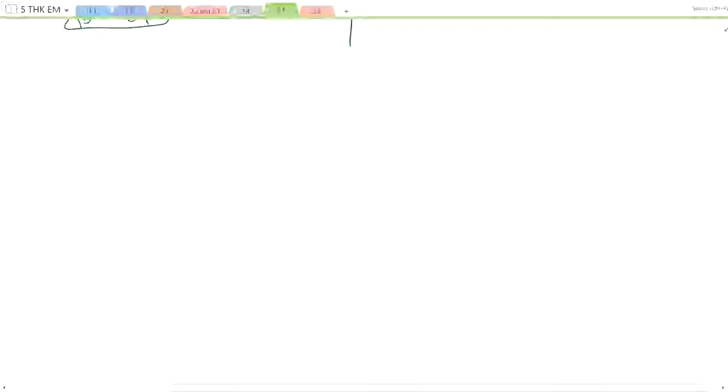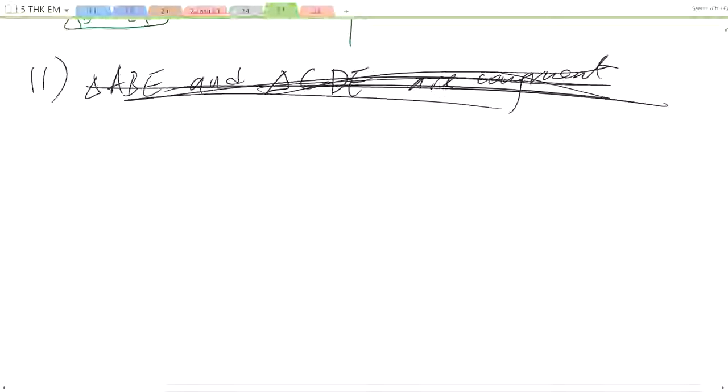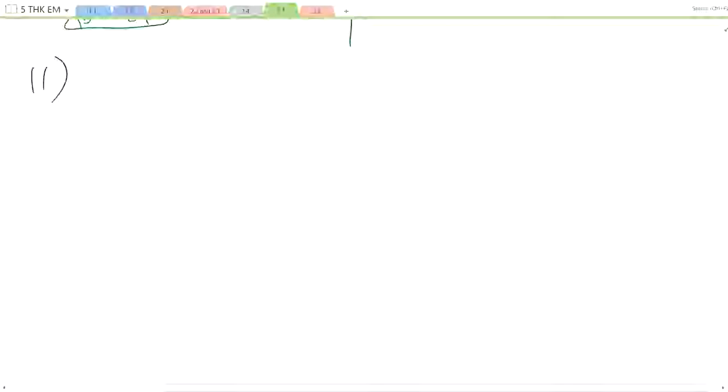Right, so for question 11, I want to show that triangles ABE and CDE are congruent. So I write triangle ABE and triangle CDE are congruent. Can I write this as my first statement? Cannot. Why? Very good. You haven't proven it yet. You cannot write this as your first statement. Forget about copying down questions. In this case, you will be penalized if you write that down first. You haven't proven it yet. So don't write that.